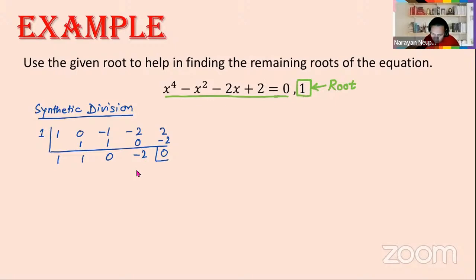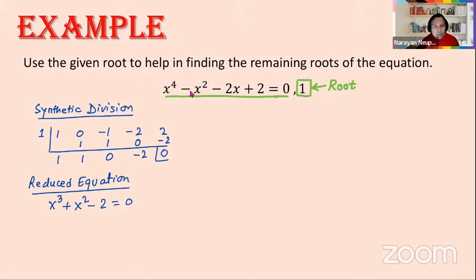So I can write the reduced equation as a cubic equation. So we start with 1x cubed plus 1x squared, no x, and then minus 2, equal to 0.